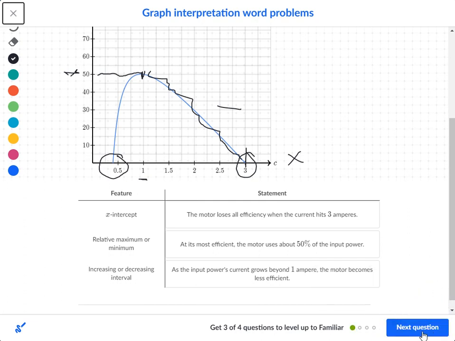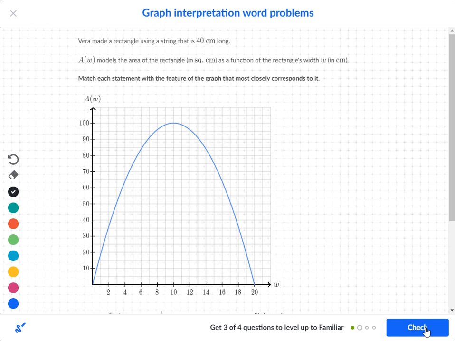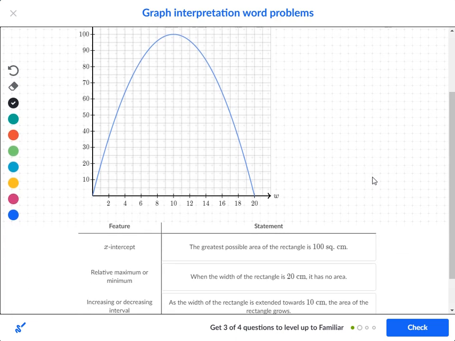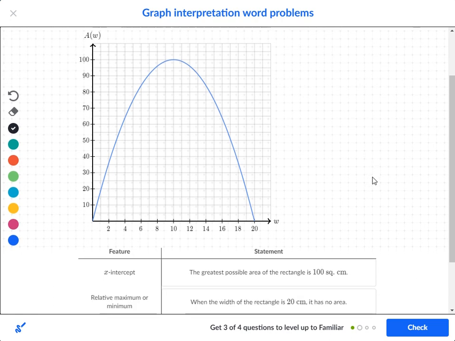Okay, let's move on to the next question. Vera made a rectangle using a string that's 40 centimeters long. A(w) models the area of the rectangle in square centimeters as a function of the rectangle's width in centimeters. Match each statement with the feature of the graph that most closely corresponds to it.